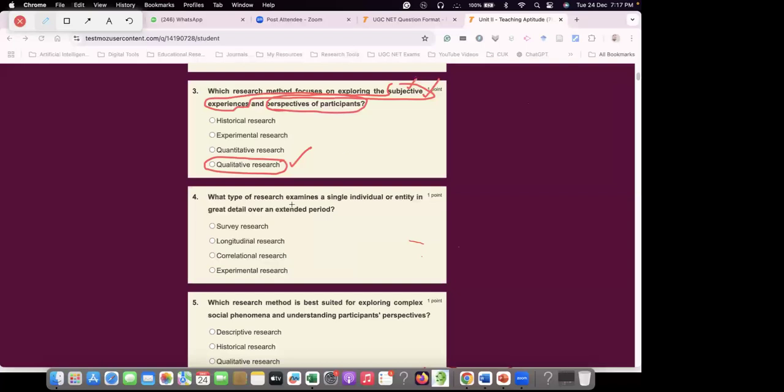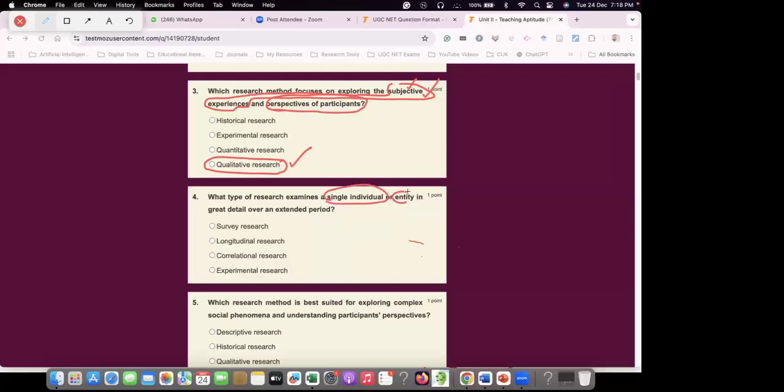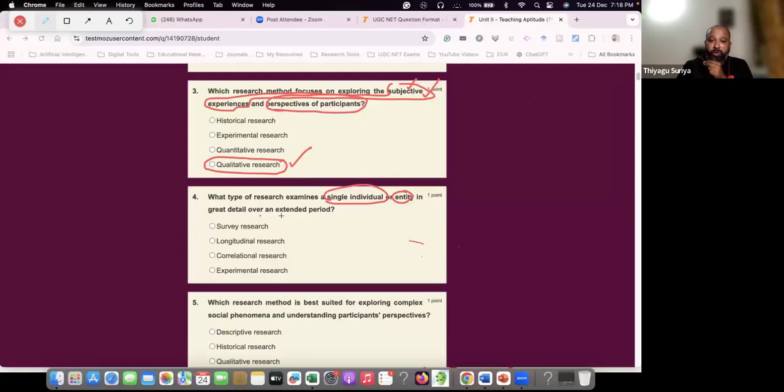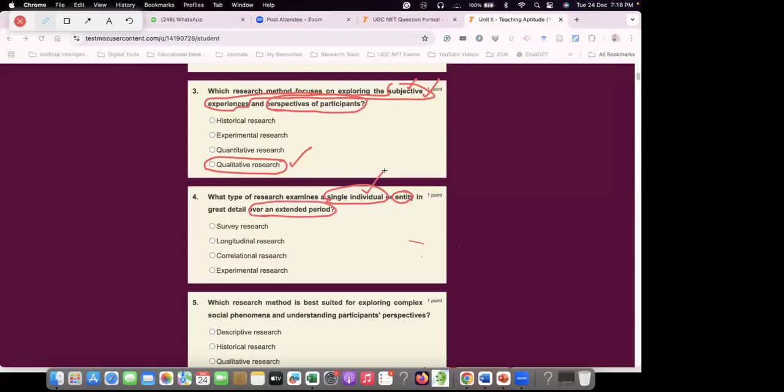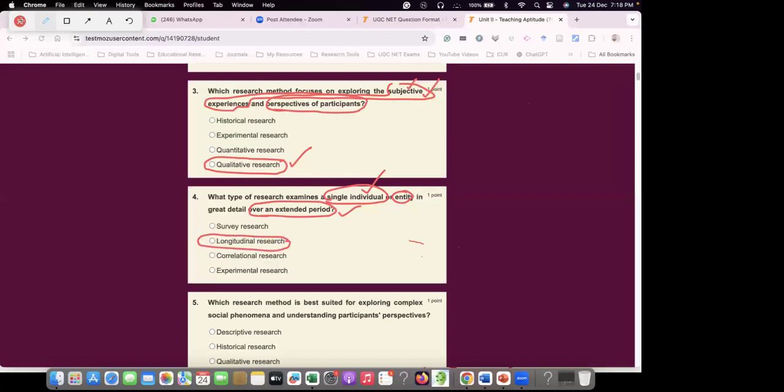The next question: what type of research examines a single individual or entity in great detail over an extended period? Listen, the key terms here: one is a single individual, the same sample representation, and similarly over an extended period. Therefore, it is called longitudinal research. The answer is longitudinal research. Yes, hope you are getting this answer.